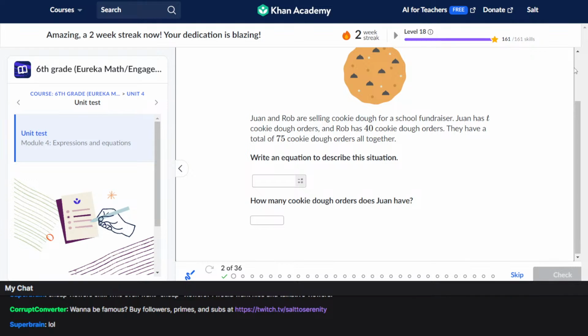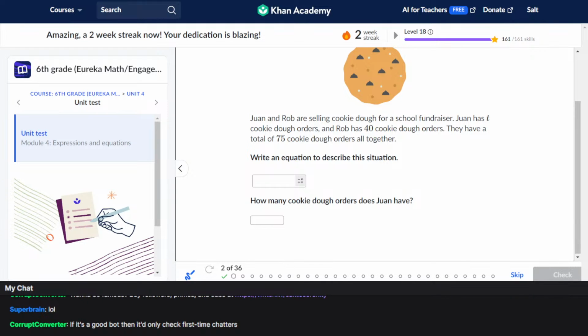But I think how it detects the bots is it uses a list of known bots, like if your username matches. Oh yeah, that's smart. It probably does that. Then it only checks first-time chatters.